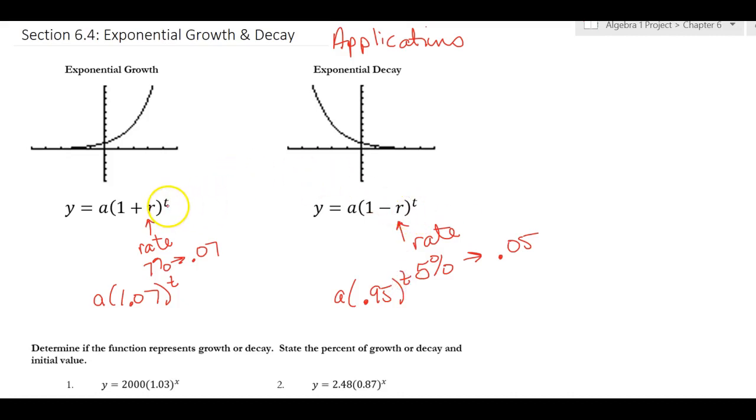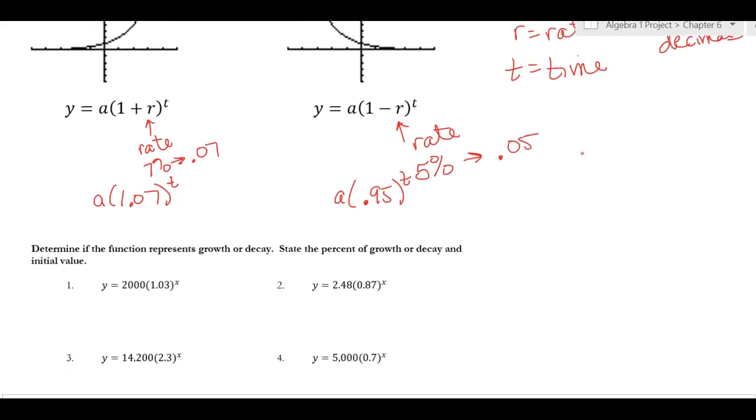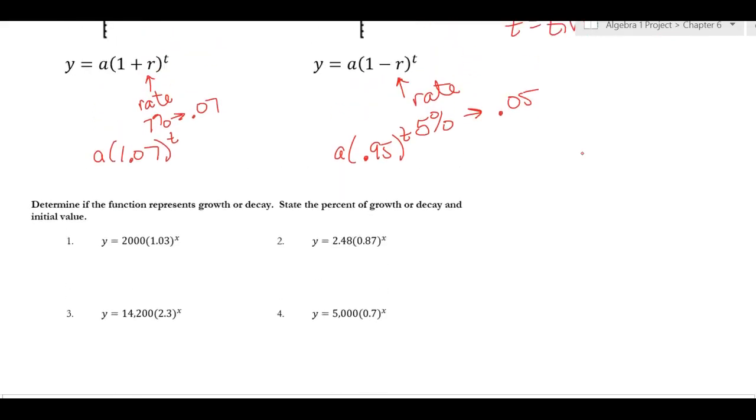Okay? T represents time, and A represents how much you start with. So A is the initial balance, or initial. It's your y-intercept, or the initial amount. R is rate. You need to write it as a decimal. And T stands for time. Okay, all right, so we're going to do some of these. You definitely have to have your calculator for this, for some of them. Not yet, but we'll see.